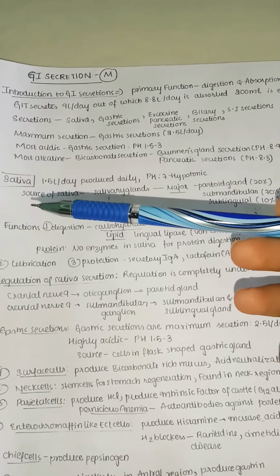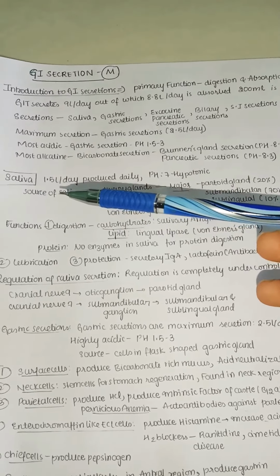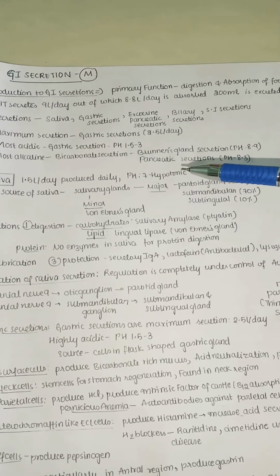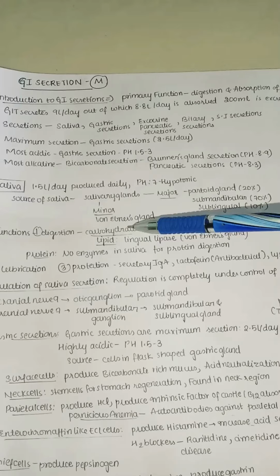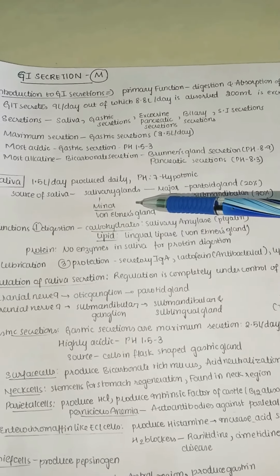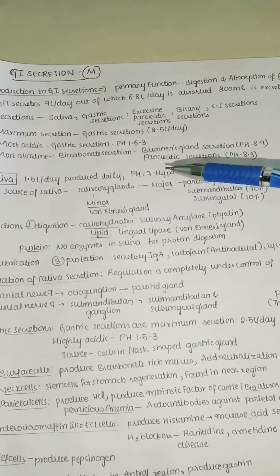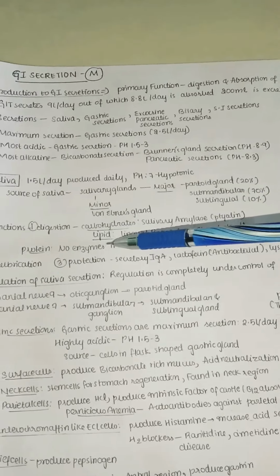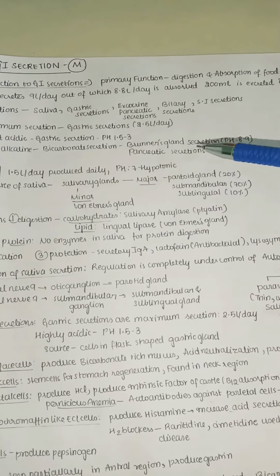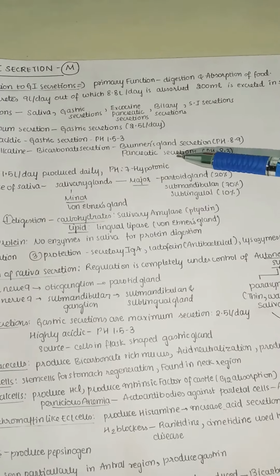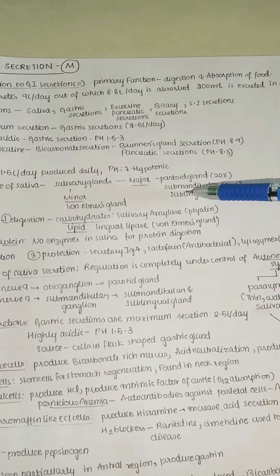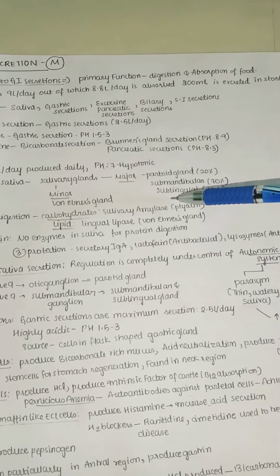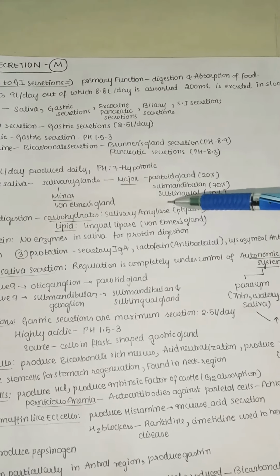Now let us start with our saliva from the beginning. Saliva is produced at 1.5 liters per day. The pH is 7, and it is hypotonic. The source of saliva is mainly the salivary glands, which are divided into major and minor salivary glands. Your major salivary glands are the parotid glands, which are beside your ears, the submandibular glands below your mandible, and the sublingual glands below your tongue. So these three are the major glands.